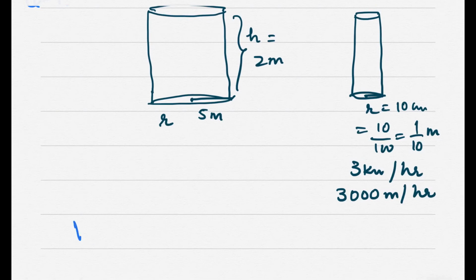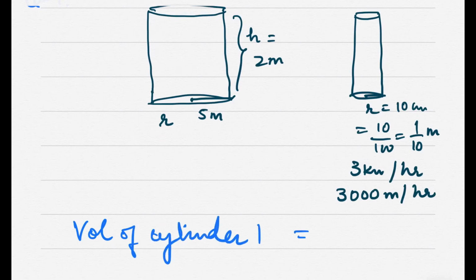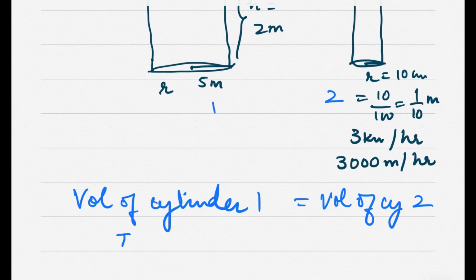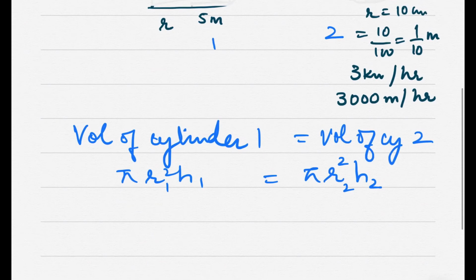So I can say that the volume of this big cylinder, or a small cylinder, so which one do I have to find out? I have to find out the time taken. Okay, so that doesn't matter. So volume of this cylinder will be equal to, this is 1, this is 2, so volume of cylinder 2. Okay, so I just have to compare the volumes. So the formula will be the same, pi r square h will be equal to pi r square h.